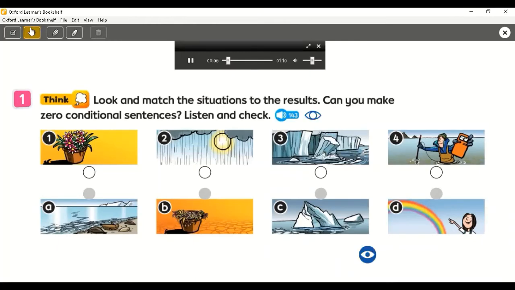Did you know that over 70% of the Earth is covered in water? Water is really important for all living creatures on our planet. So today's lesson is about water. Does anyone know any facts about water?